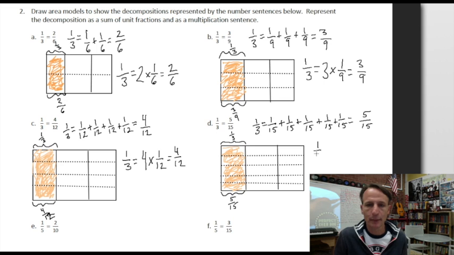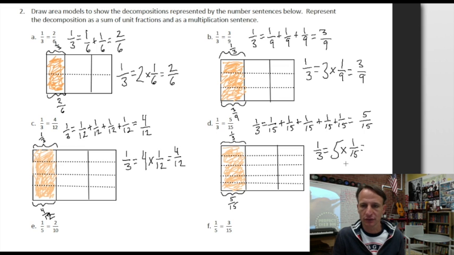And then to write this as multiplication, we'd say 1/3 is, well, how many times did I write 1/15? I wrote it 1, 2, 3, 4, 5 times, right? Because there were 5/15. So 5 times I wrote what? I wrote 1/15. All right, and so that is, of course, how many 15ths? Well, it's 5/15, just as you'd want and expect it to be.